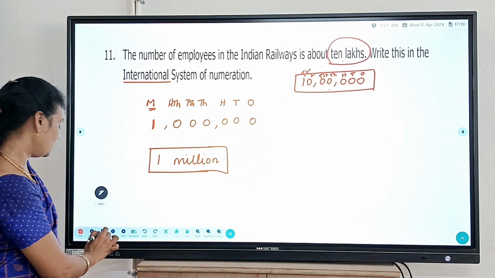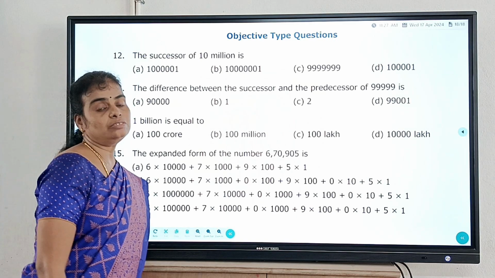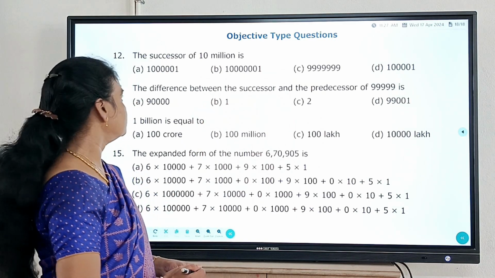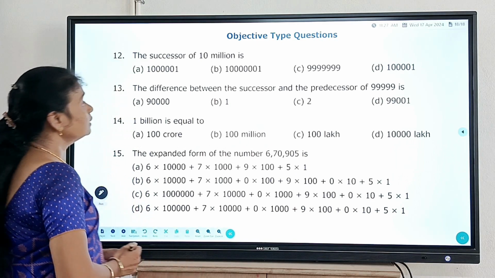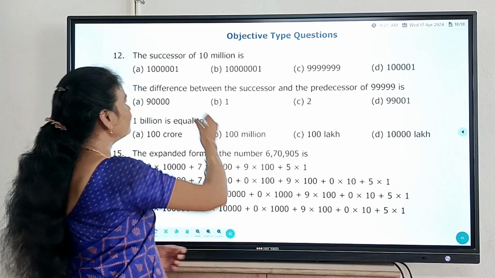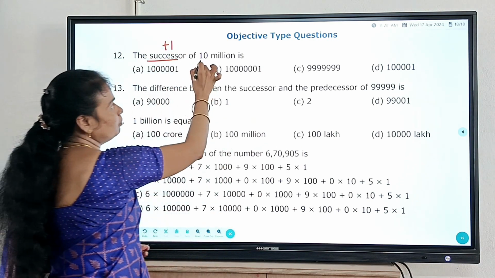Understood? Shall we proceed to the next one? Okay. So thus we have finished the exercise and we have reached the objective type questions. The first sum here is: the successor of 10 million is. What do you mean by successor? Successor means plus 1. So here 10 million is given.